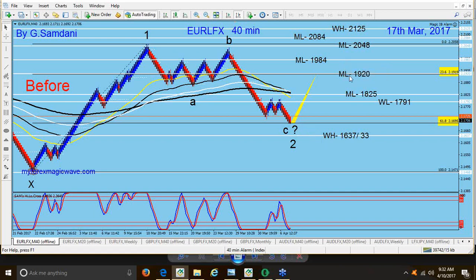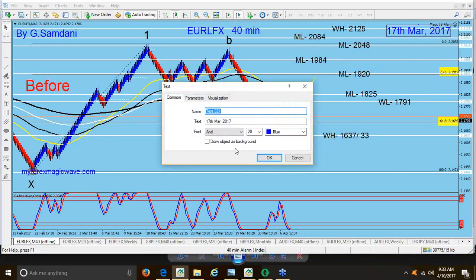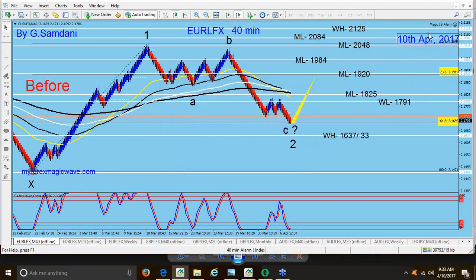If I'm right, then euro USD, euro yen, and euro Aussie will be the candidates towards long. And then we go and see what's up there, right? So once I make this, let's say this is a before chart, and what is the date today? April the 10th. So I would go 10th APR.